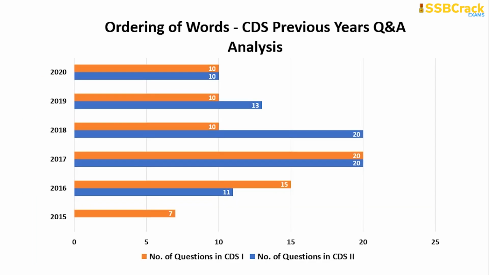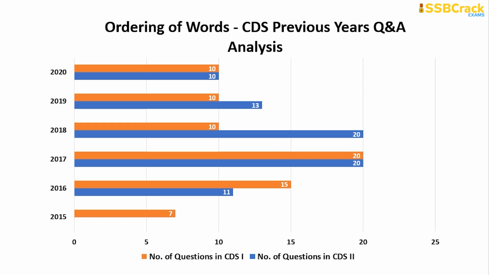Now, the next most important topic is ordering of words and ordering of sentences. So first, again, we are going to give you the ordering of words previous year's Q&A analysis, and also of sentences, and we are going to again take them together in our 50-day study plan, right?